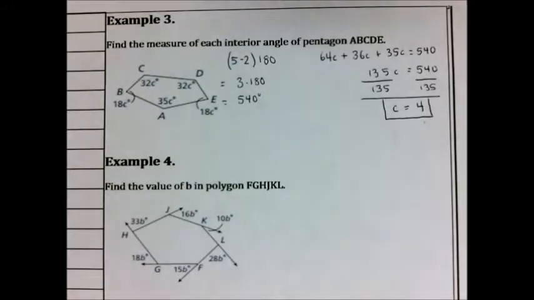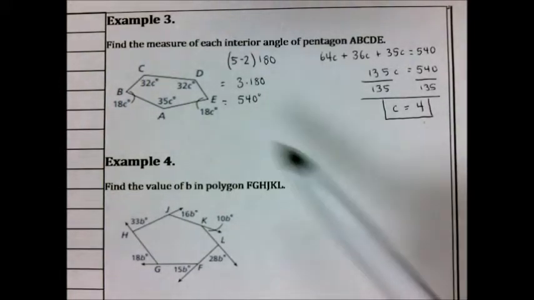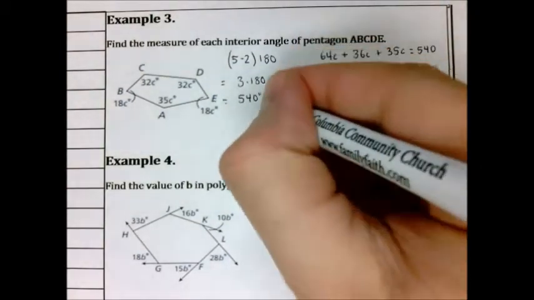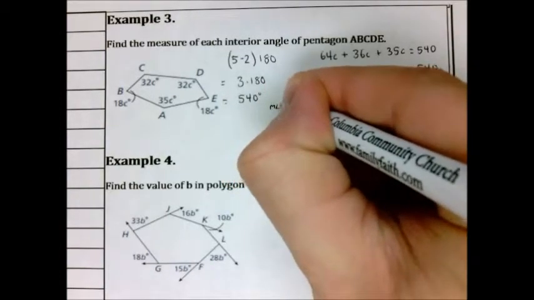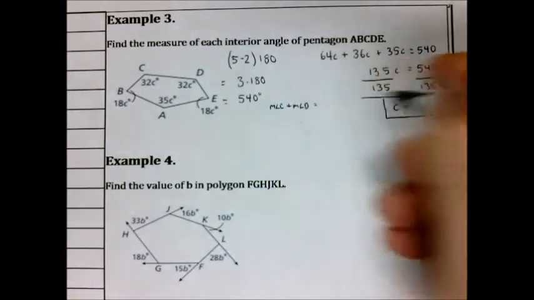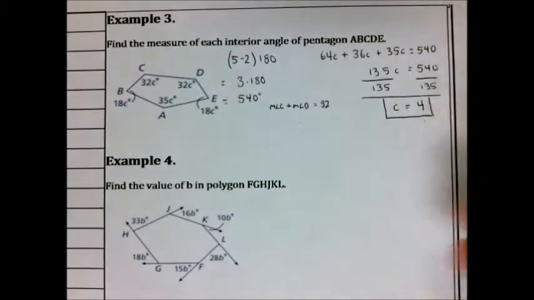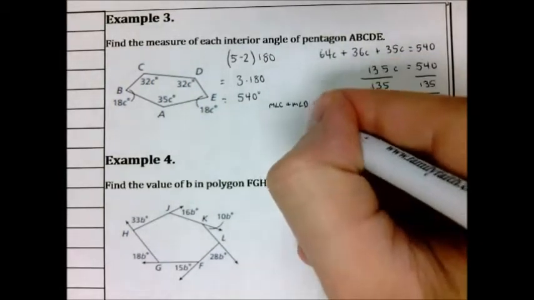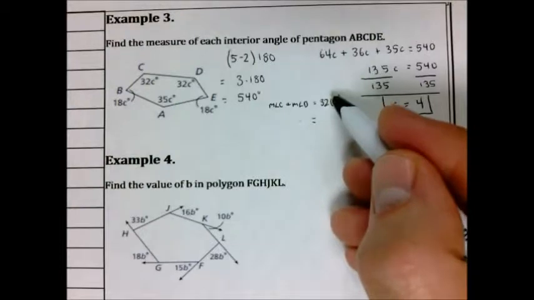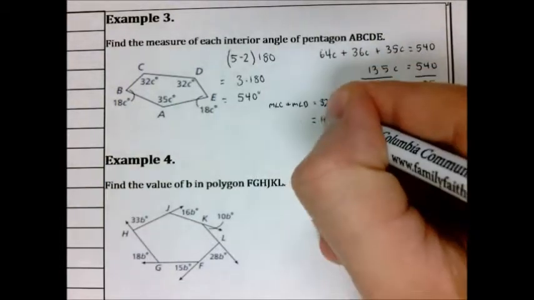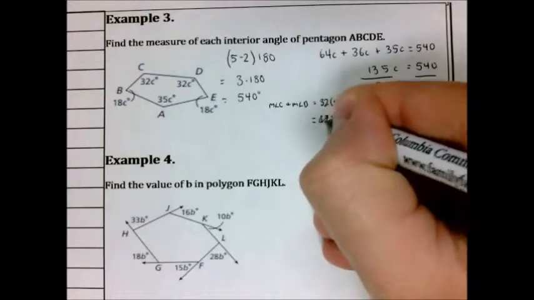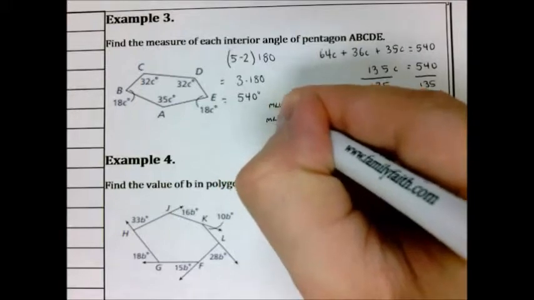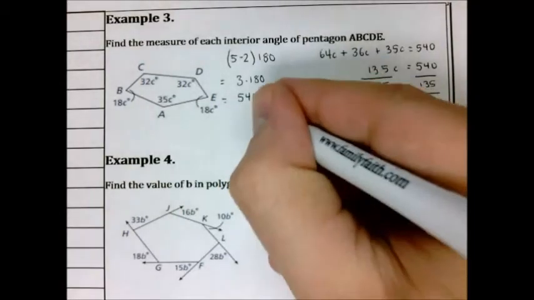Now all we have to do is plug that into each one of these equations and figure out what each angle is actually worth. So we know the measure of angle C and the measure of angle D are going to be equal to 32 times C, which C is 4. So 32 times 4. 32 times 2 is 64, and times 2 again is going to give us 128 degrees. So the measure of angle C and angle D is going to be 128 degrees.